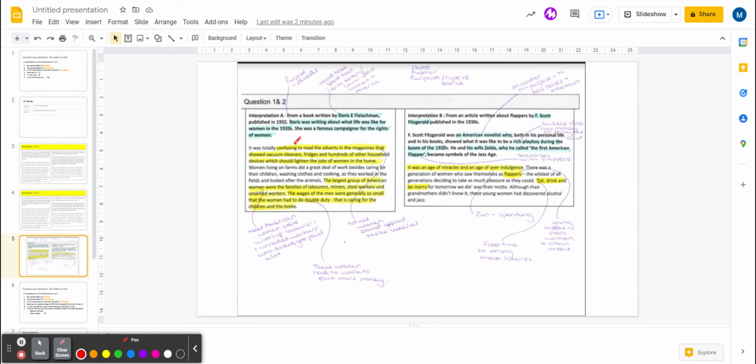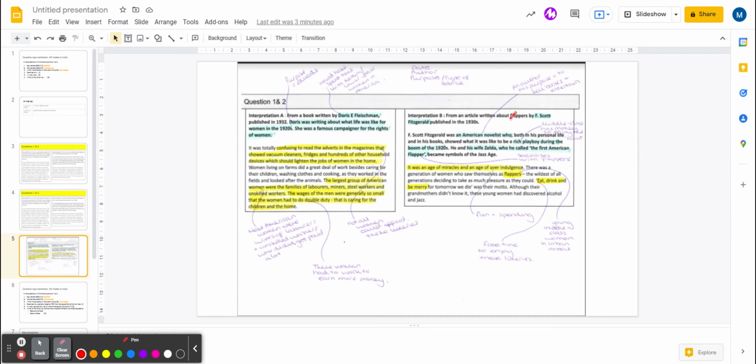For interpretation A, I noticed that this is a book which is written by a woman who campaigns for the rights of women. I've said that this is a book about what life was like for them, so the purpose is to educate. I've also said that this woman would be somebody who has spent a lot of time with women in working class or lower class families, and that might shape her opinion somehow.